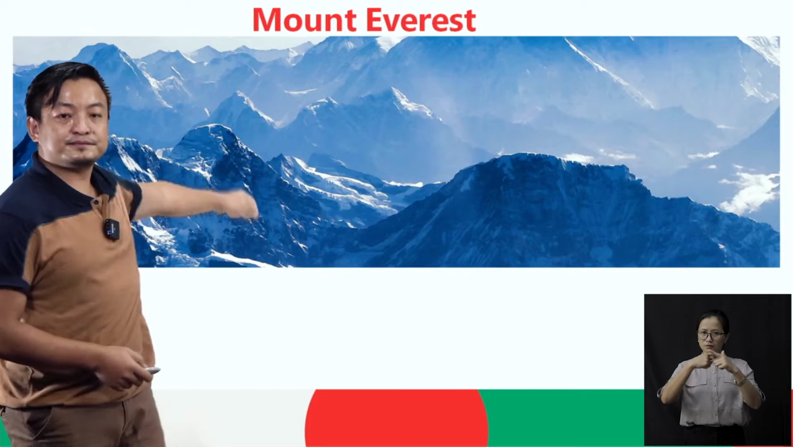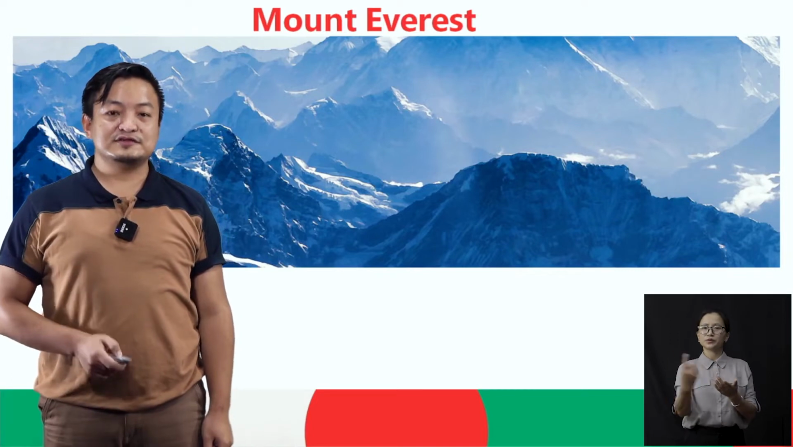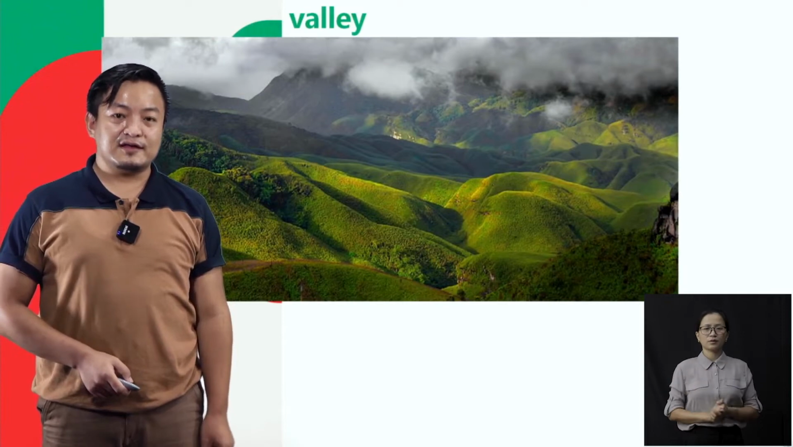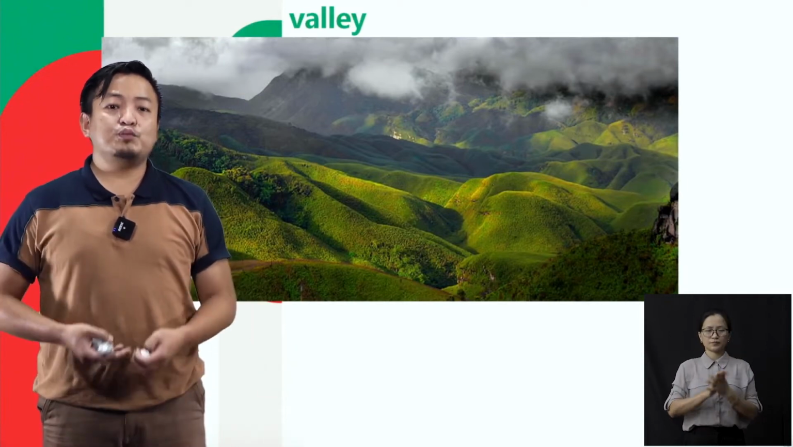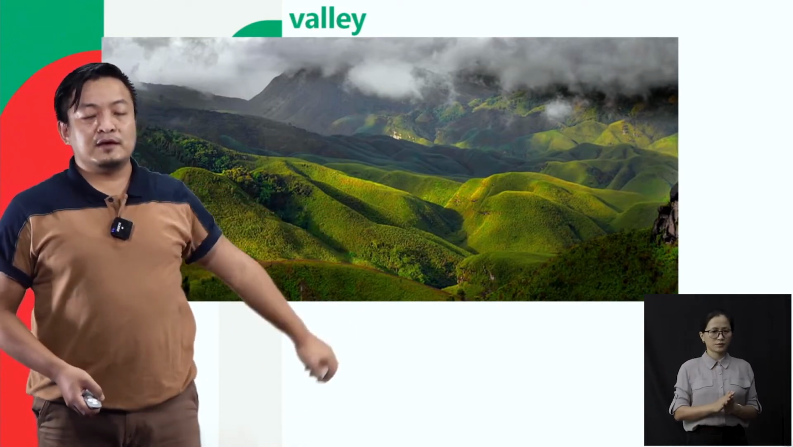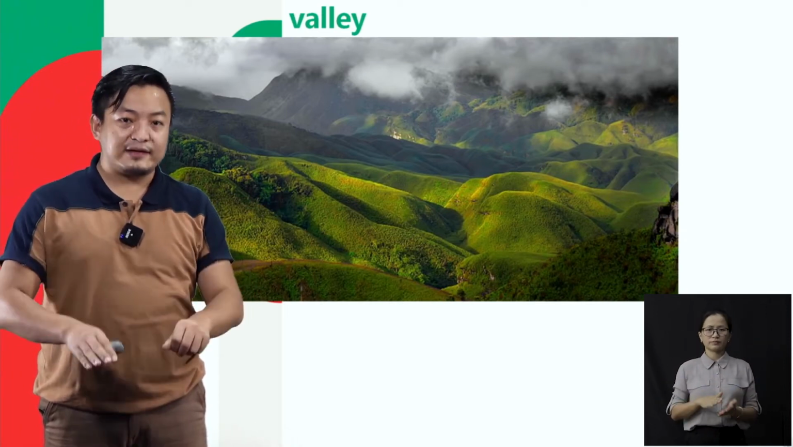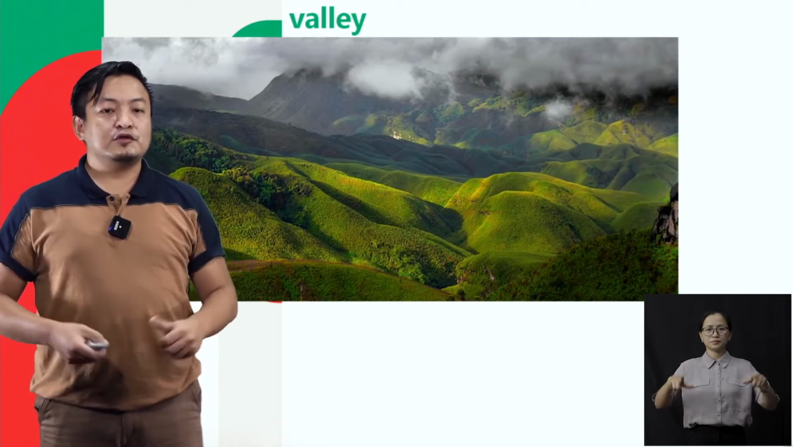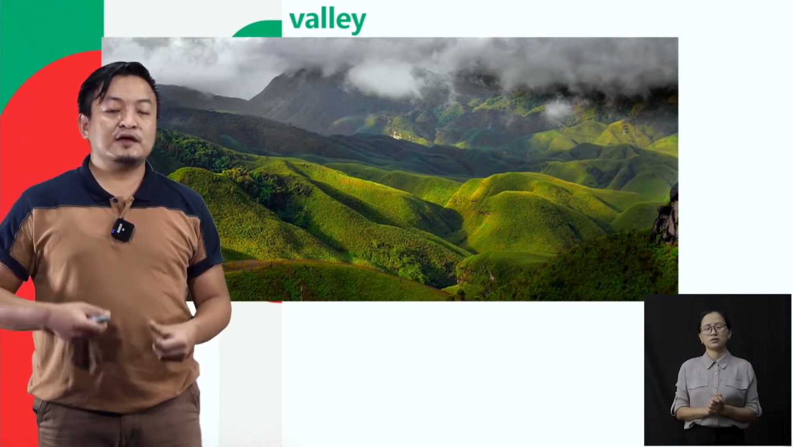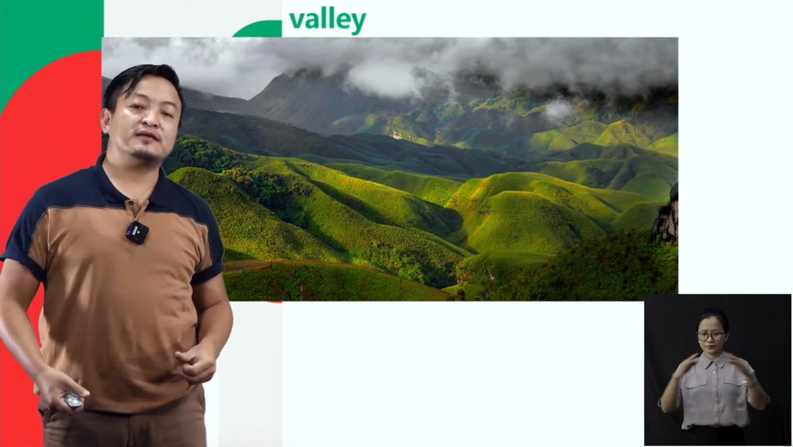Peak. Now students, the next type of natural feature that we are going to see today is valley. Now we can see how beautiful the valleys are. So students, here you can see the picture of a valley. So a valley is the low land between mountains or hills, okay? So the low land between the mountains or hills is called a valley.